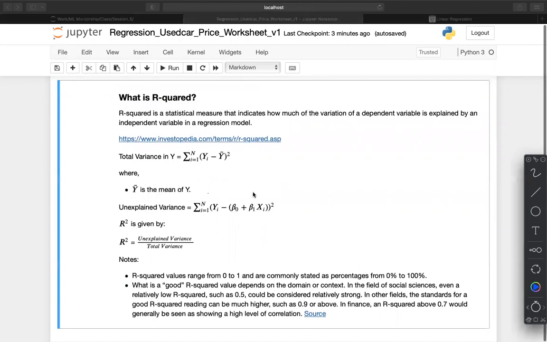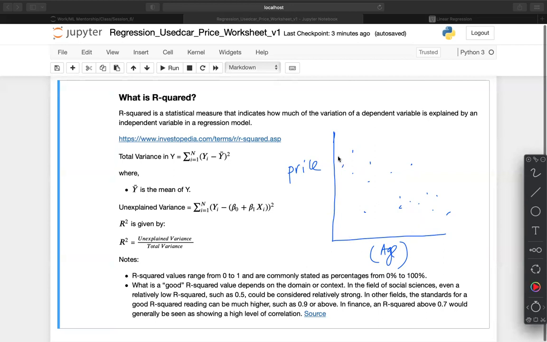Imagine, if you think like, this is the price of the car, and this is age, right? Let's say, and the data of course looks something like this, right? As the age increases, the price reduces.